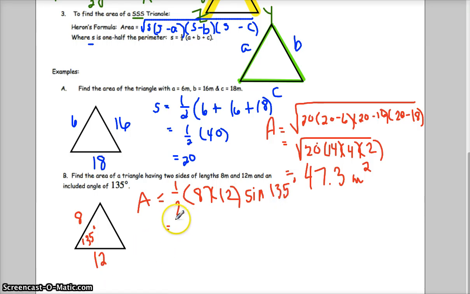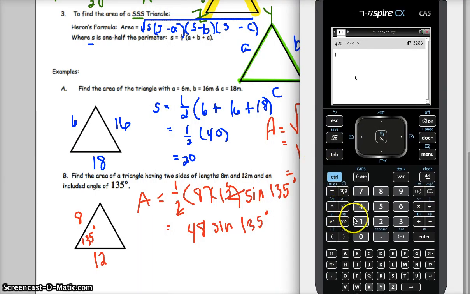I'm going to do a little more work here so I don't have to type as much on my calculator. I know that 2 will go into itself once and into 12 6, and I know 8 times 6 is 48. So I only need to find 48 sine of 135. So 48 times the sine of 135. Now, my calculator mode is in radians, so I am forced to add the degree symbol here.